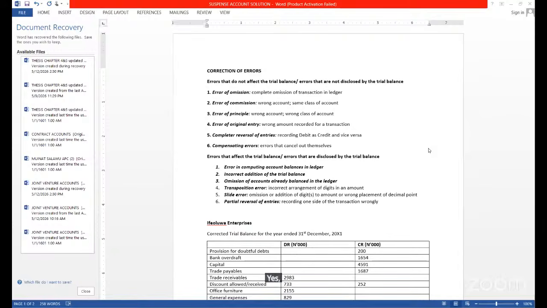Yes, ma'am. Good. So these are errors that are disclosed by the trial balance.